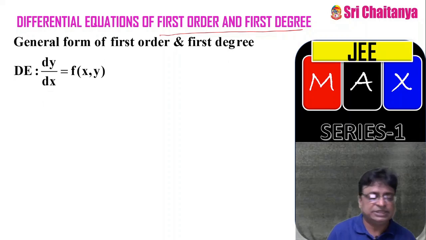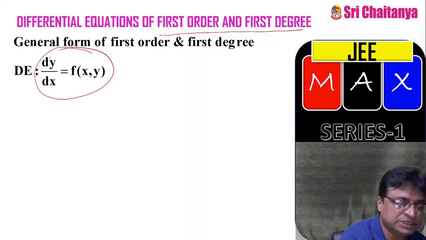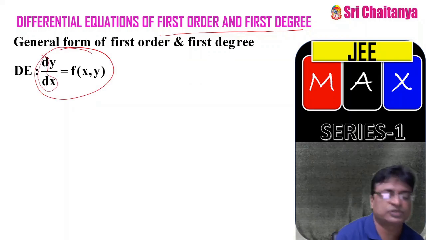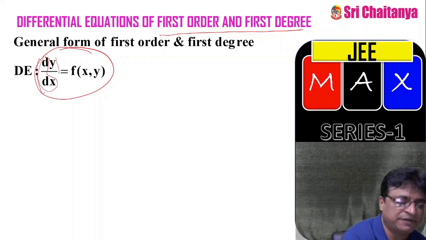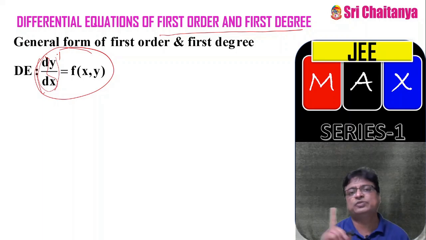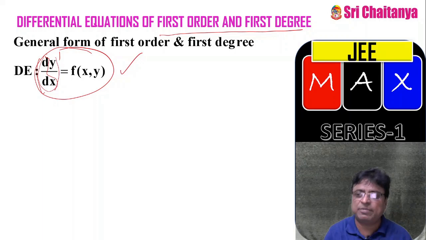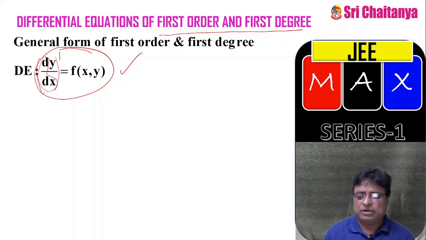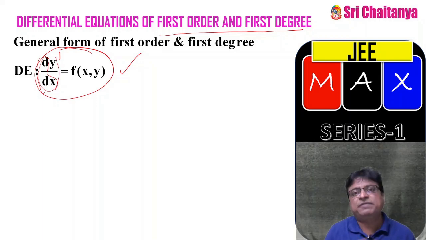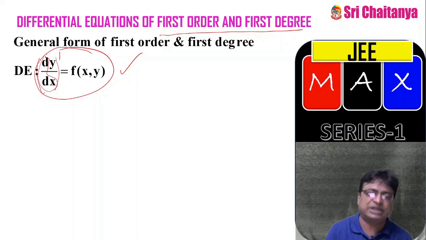See, my friends, this is the general form of a first order and first degree differential equation. Since dy/dx is the differential coefficient, the highest order is 1, and the degree of dy/dx is 1. So order is 1, degree is 1, therefore it is a first order and first degree differential equation. Now, can we solve every first order and first degree differential equation under a single method, or how many methods do we require to solve? That is the most important point.